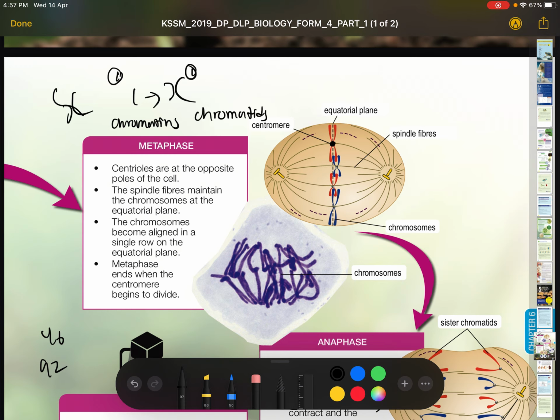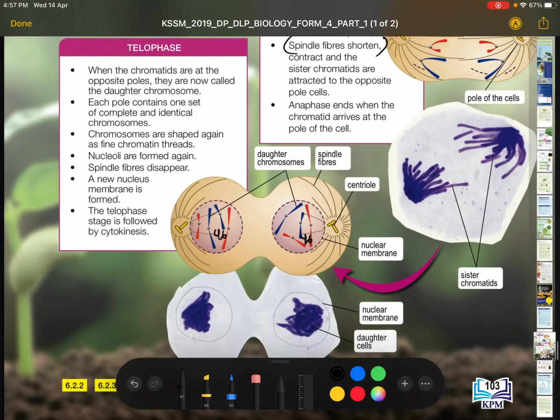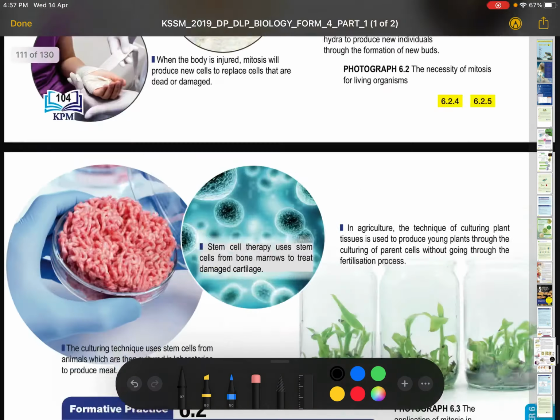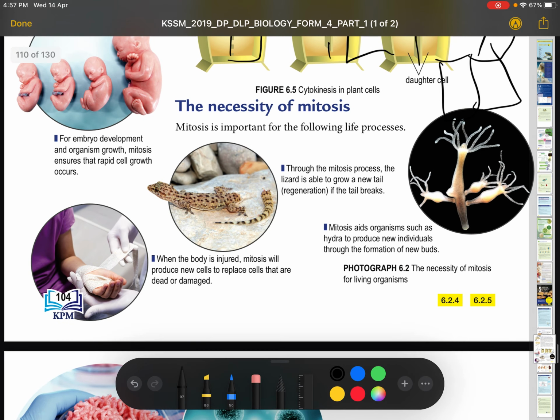And then these 46 chromosomes go to the middle, and since there are 92 chromatids, 46 chromatids go to the left, 46 chromatids go to the right, and now these are 46 chromosomes, and these are 46 chromosomes as well. So that's the main thing you have to know about mitosis.